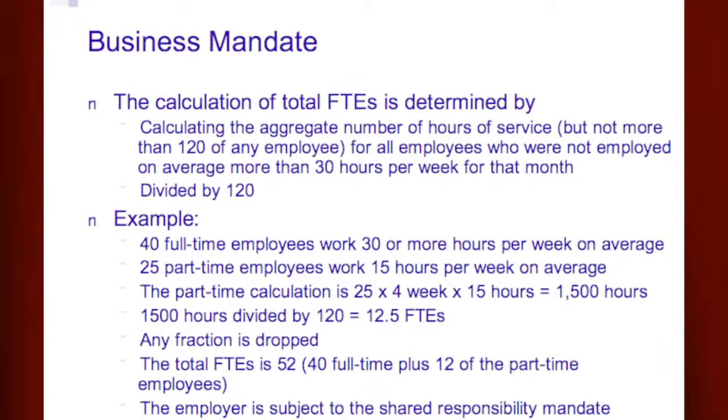For this calculation, we drop the fraction. We have 40 full-time employees. We have 12 part-time employees that on a full-time equivalency adds 12, so 40 plus 12 gives us 52. They're over the 50 threshold. This employer is required to provide health insurance, required to provide health insurance for those 40 full-time employees.